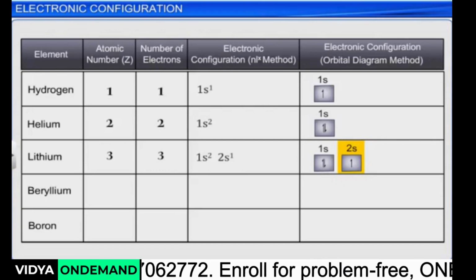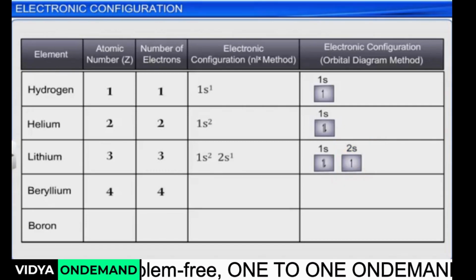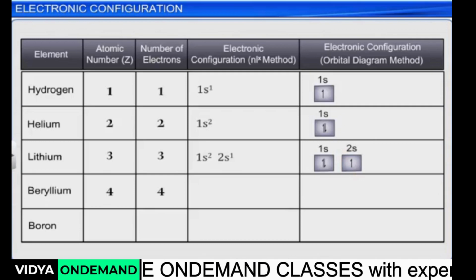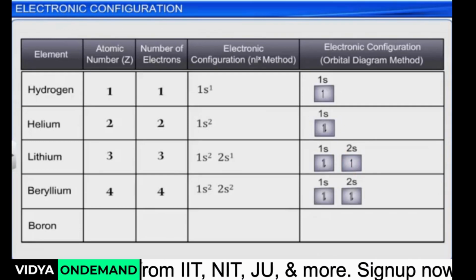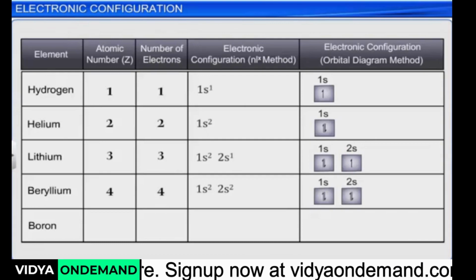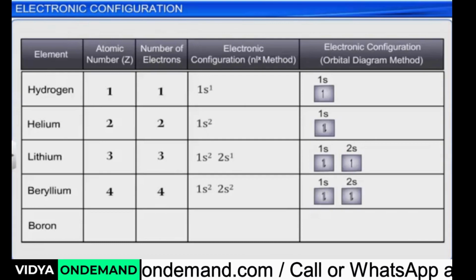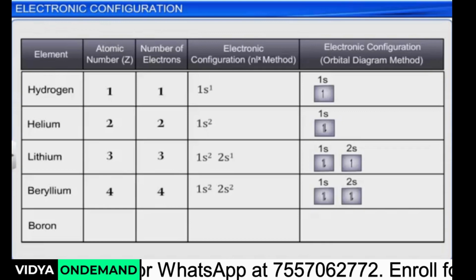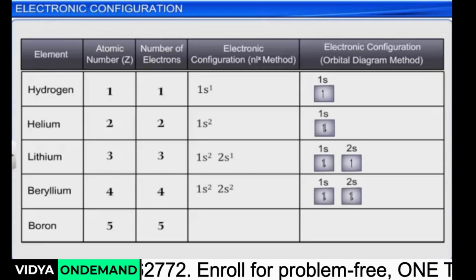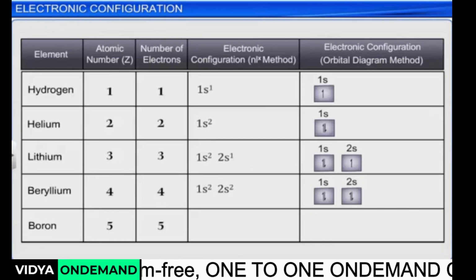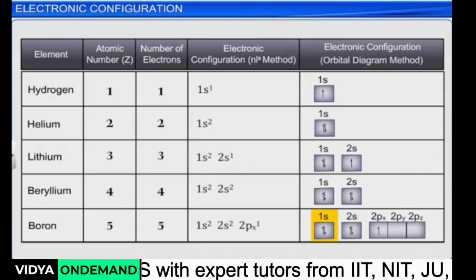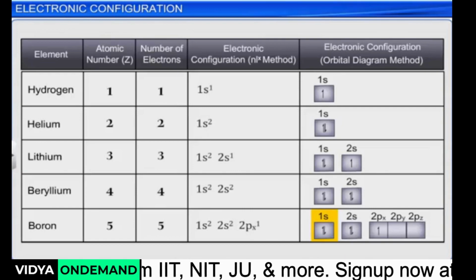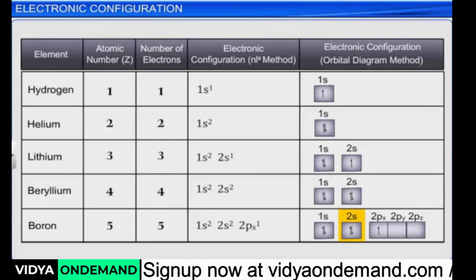Beryllium has 4 electrons. 2 electrons fill the 1s orbital, and the remaining 2 fill the 2s orbital. Boron has 5 electrons. The first 2 electrons fill the 1s orbital. The next 2 fill the 2s orbital, and the 5th electron occupies the 2p orbital.